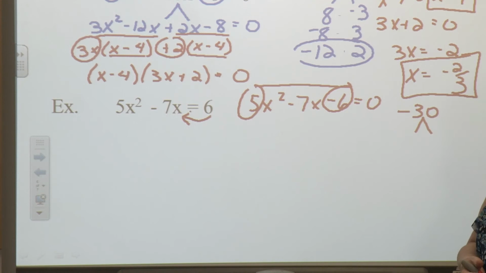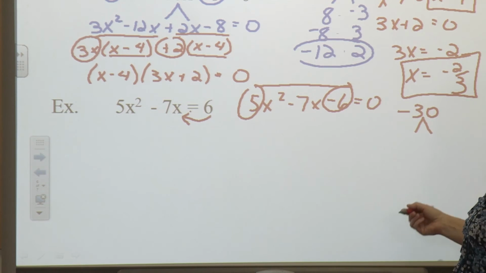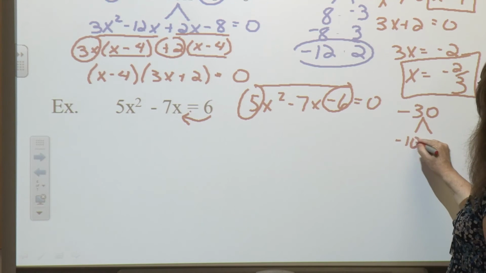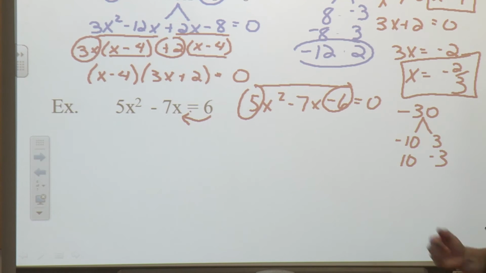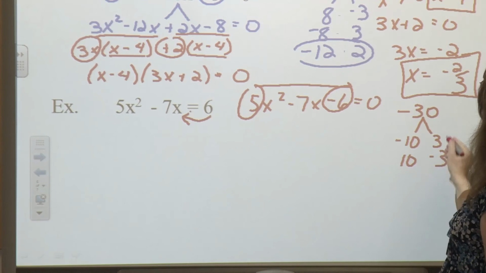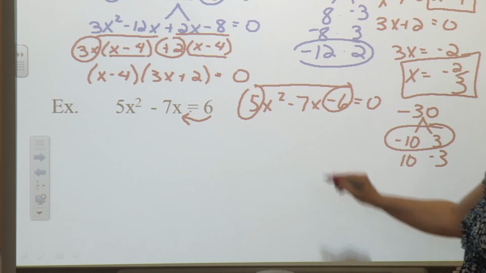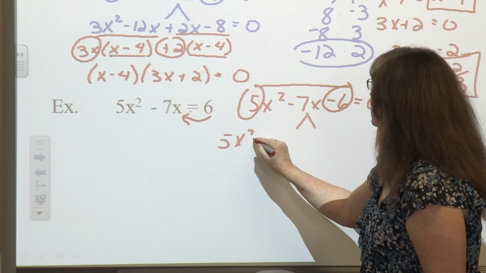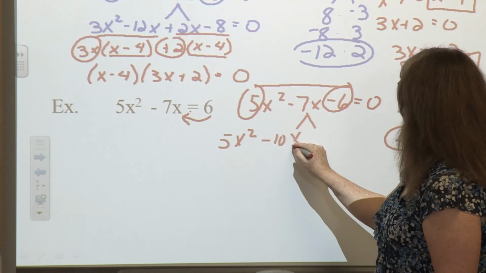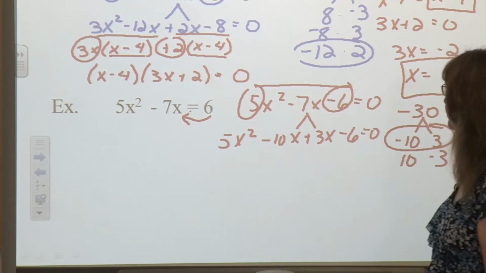Again, I'm going to need one positive value and one negative value. Anything that ends in 0, 10 is always a factor, so that's an easy one to try. I might try negative 10 and 3 or 10 and negative 3. Since I need a negative 7 in the middle, it looks like this is the one that's going to work, negative 10 and positive 3. So rewrite that x term using those. 5x squared minus 10x plus 3x minus 6 equals 0.